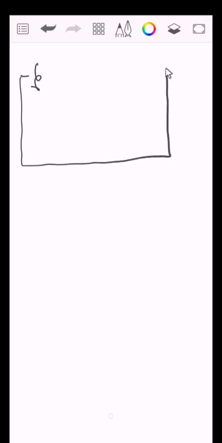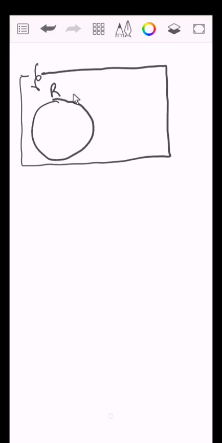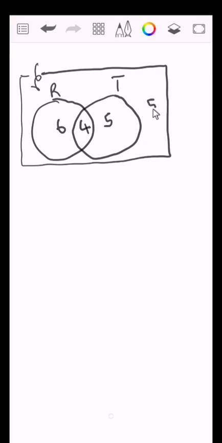Takuita subscriber question number 14. Saka question ndema sets. Pa question we have this Venn diagram. So the universal set, then tine subset R, tine subset T, tine intersection. We have 6 here, 4, 5, and 5.